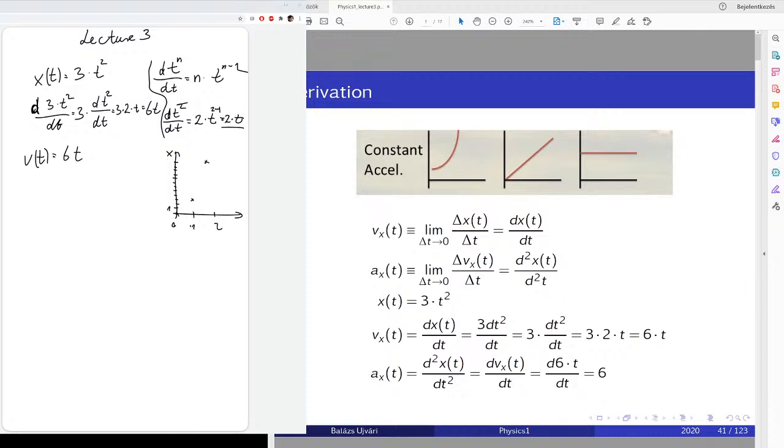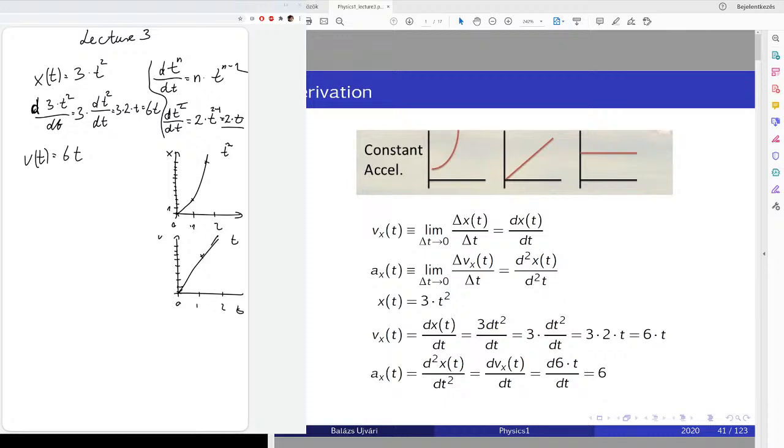How does v(t) look? At 0, this is 0. At 1, this is 6. And at 2, this is 12. So a parabola, if you derive it, will be linear in t.